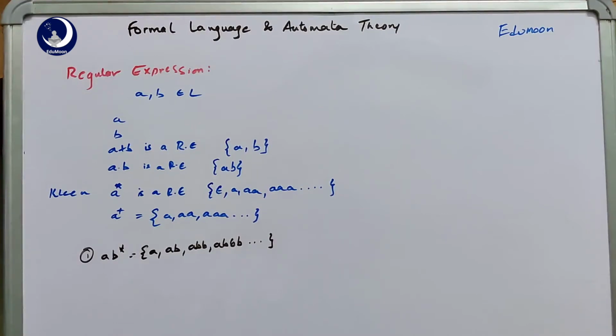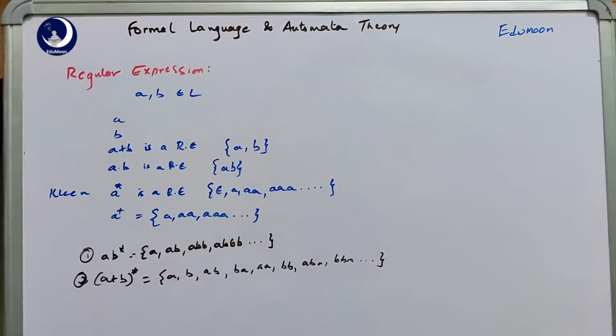For the second example, we take the regular expression a plus b whole star. This indicates a or b, whole star. So the regular set can be written as any combination of a's and b's in the language, that is a, b, ab, ba, bb, aba. Any number of symbols in any combination of a and b. This is how we write a plus b whole star, and this is how we write the regular set for the given regular expression.